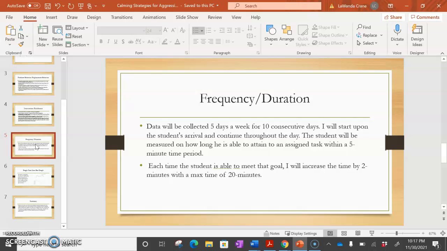Frequency and duration. Data will be collected 5 days a week for 10 consecutive days. I will start upon the student's arrival and continue throughout the day. The student will be measured on how long he is able to attend to an assigned task within a 5-minute time period. Each time the student is able to meet that goal, I will increase the time by 2 minutes with a max time of 20 minutes.